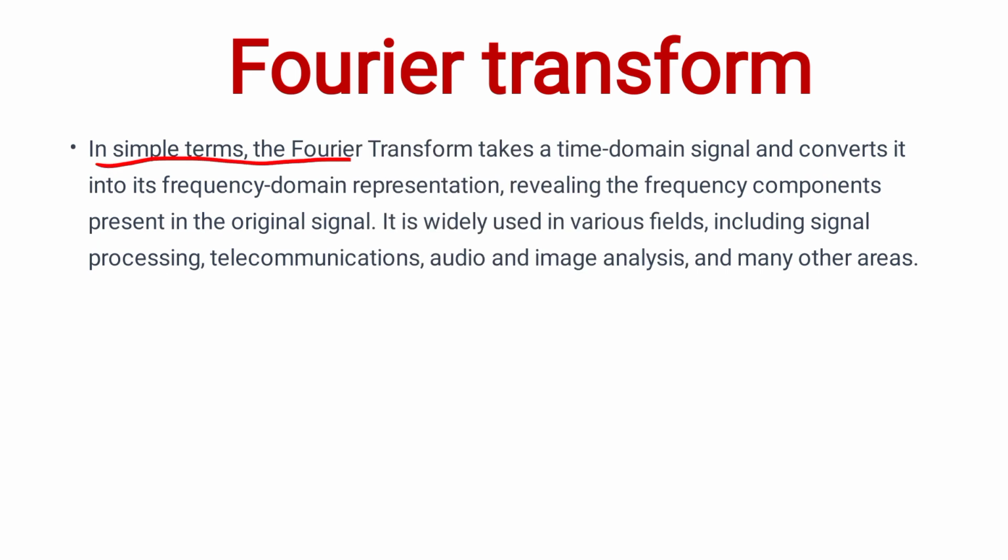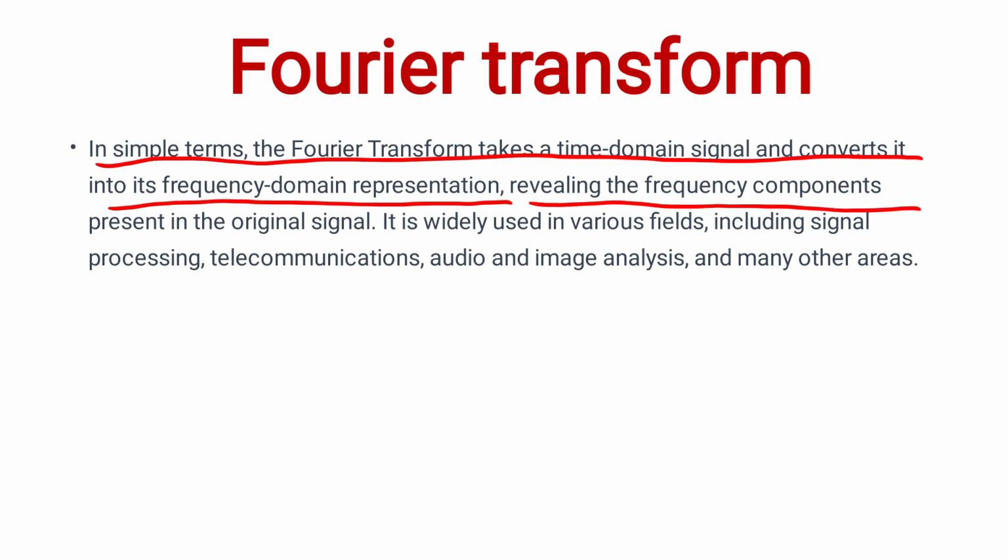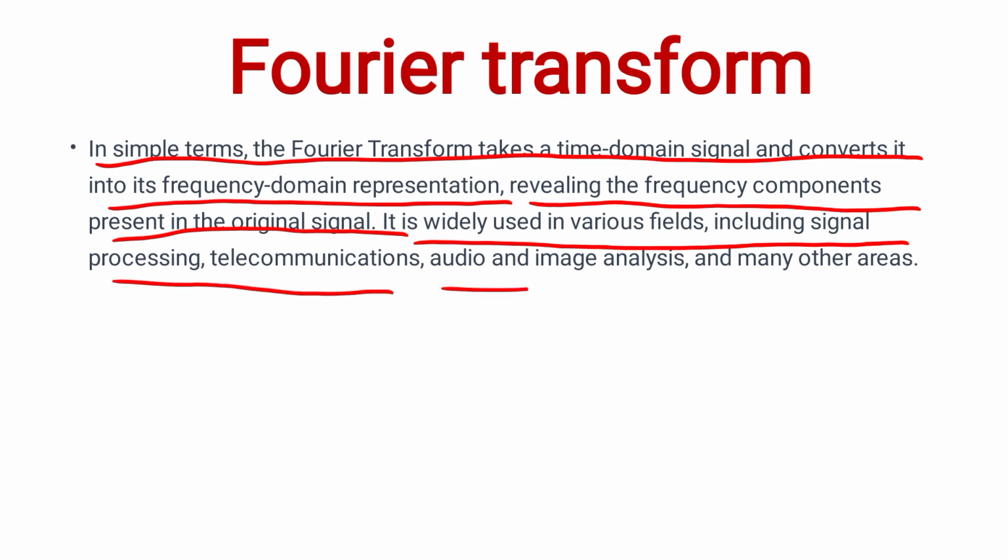In simple terms, the Fourier transform takes a time domain signal and converts it into its frequency domain representation. As I already told you, the Fourier transform simply takes the time domain signal and converts it into its corresponding frequency, revealing the frequency components present in the original signal. It is widely used in various fields including signal processing, telecommunication, audio and image analysis, and many other areas. I already told you, it is just revealing what frequency component is present at a particular amplitude.